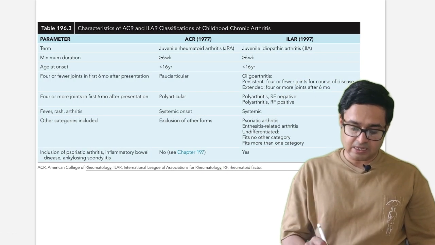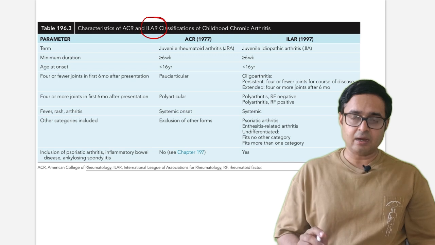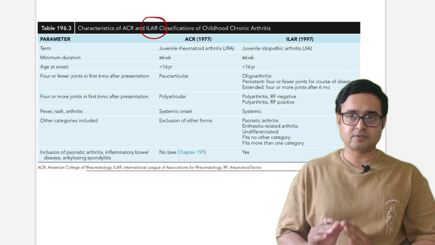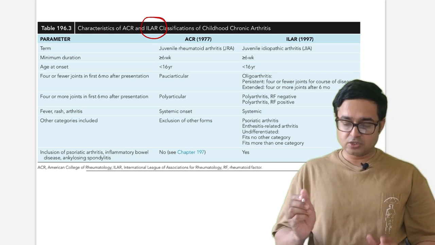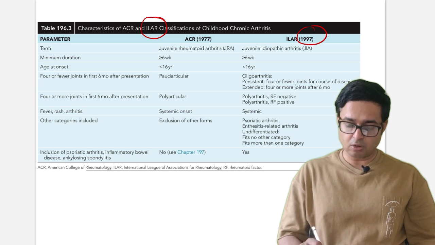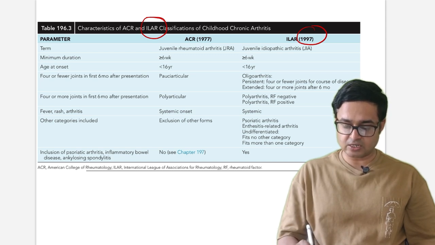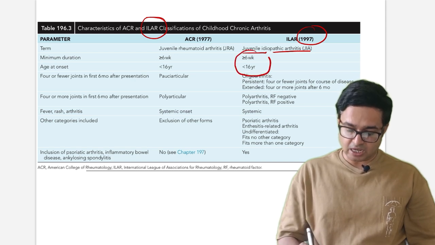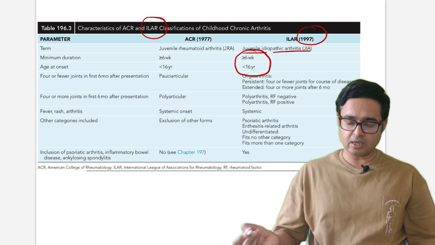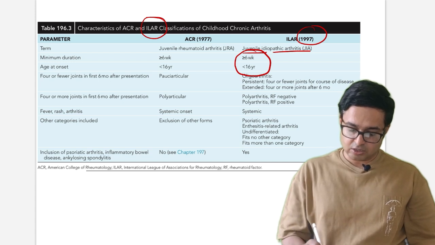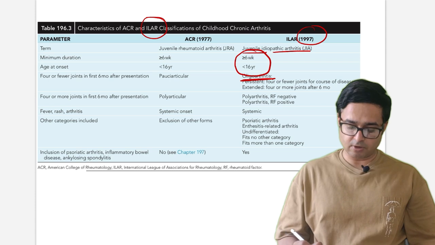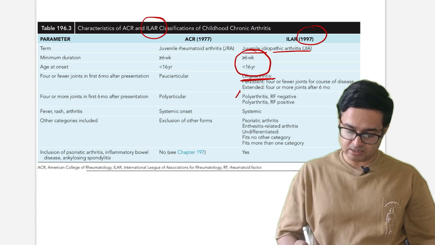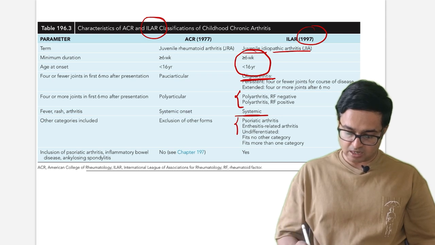Next, the ACR and ILAR classification of chronic arthritis has been asked multiple times. Just focus on this. We don't call it juvenile rheumatoid arthritis now. It is juvenile idiopathic arthritis nowadays. The minimal duration is the same, more than 6 weeks, and age less than 16 years. The joints: earlier it was called pauciarticular and polyarticular, now it is oligoarthritis and polyarthritis, with systemic features and other features.